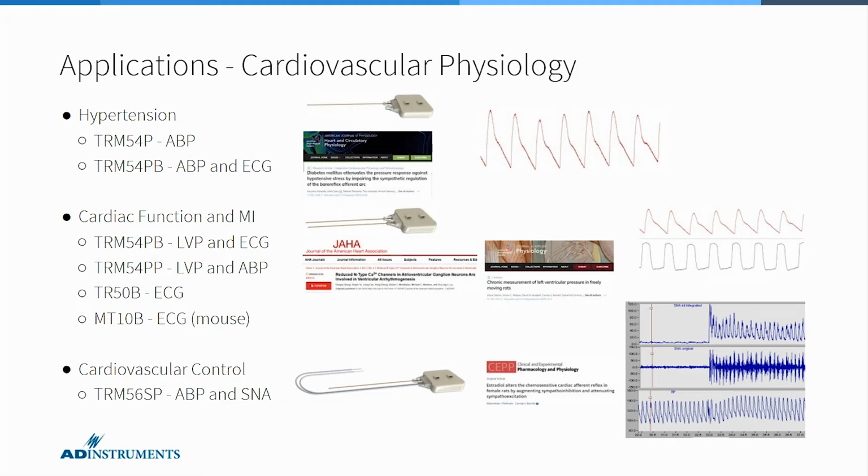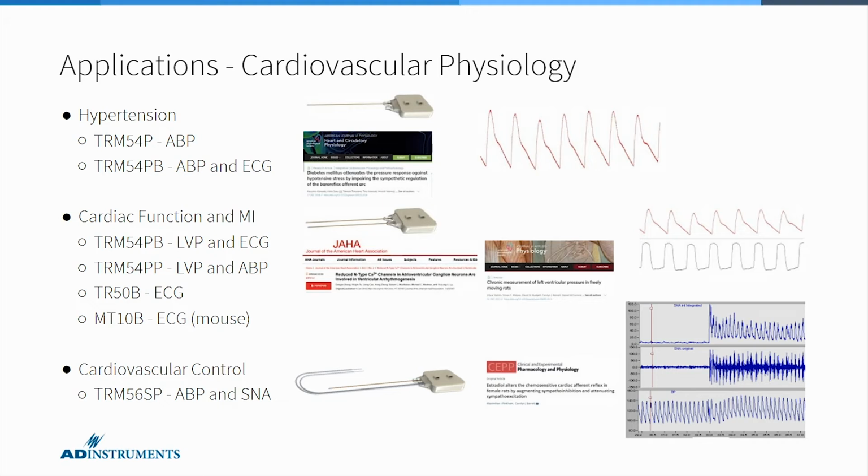So starting with cardiovascular physiology, the telemetry systems can be applied in studies of hypertension using the rat blood pressure telemeter, single pressure telemeter, or the pressure biopotential telemeter to record arterial blood pressure and ECG.